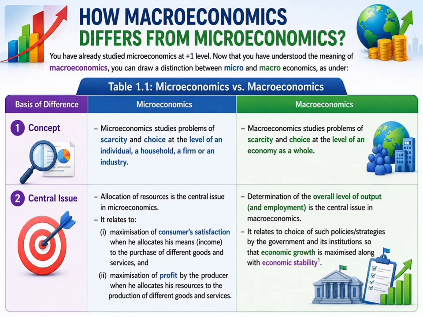Microeconomics studies economic problems at the individual level. It focuses on one consumer, one household, one firm, or one industry. For example, imagine a family has a monthly income of rupees 30,000. So here the family has to decide how much money should be spent on food, how much on education, how much on entertainment, how much should be saved. So these decisions are made by one family. So this comes under microeconomics.